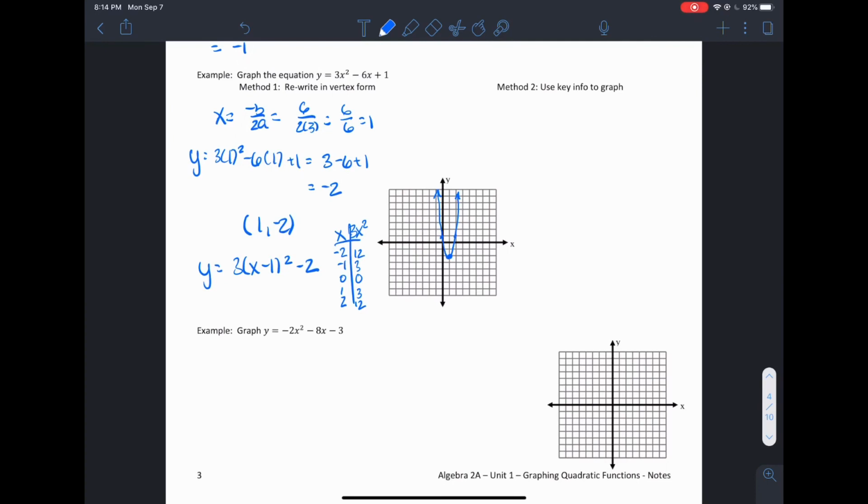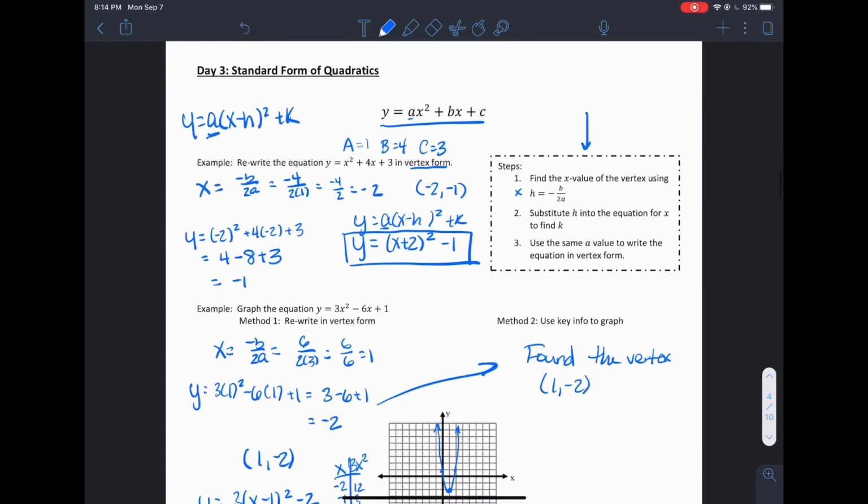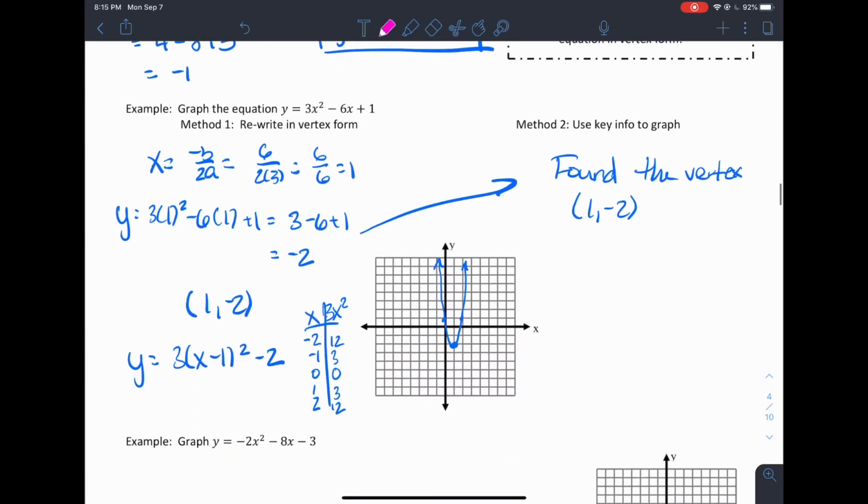Now, to get the exact same thing, find the vertex first, all right? So we found the vertex, and it's (1, negative 2). Now, I'm going to tell you right now, one thing I didn't tell you at the beginning of this, I'm going to change colors for a second: c is always the y-intercept, okay? I'm going to ask that question in class. Why is c the y-intercept? So I want you to ponder that.